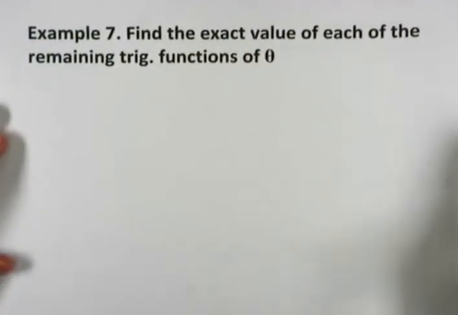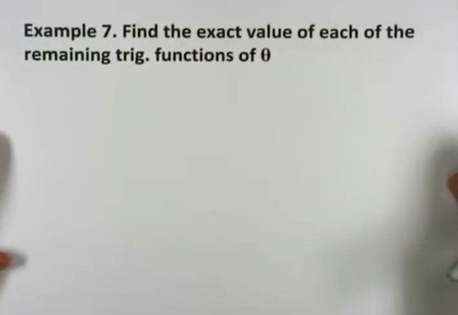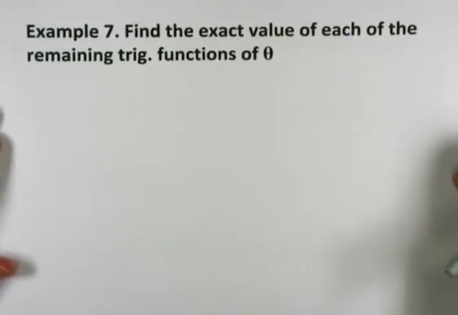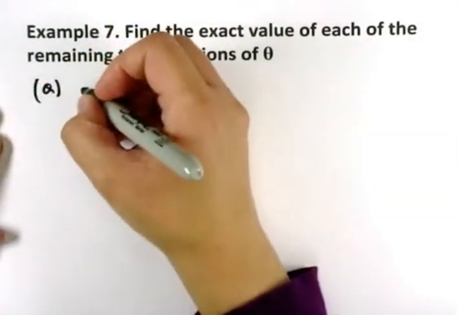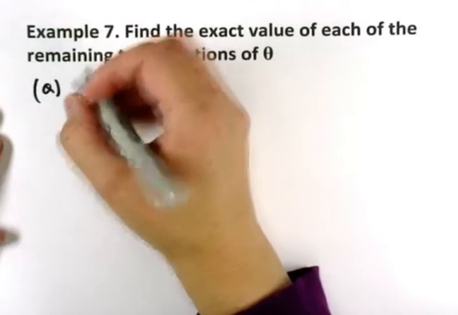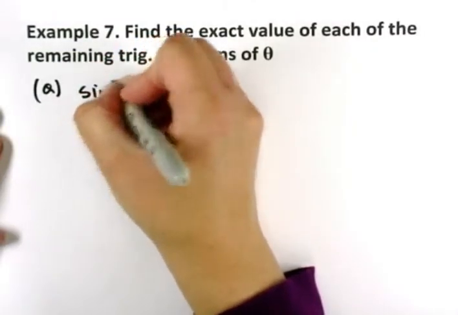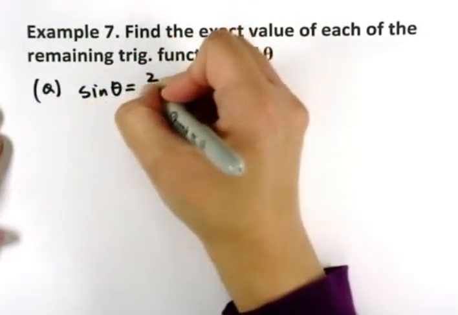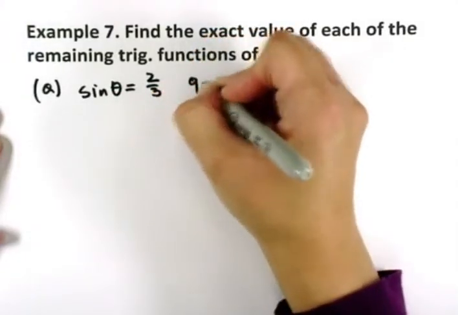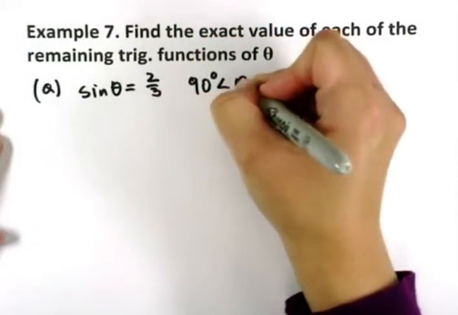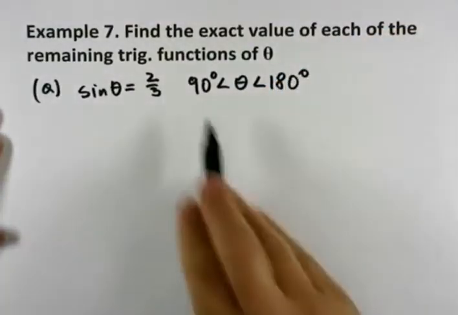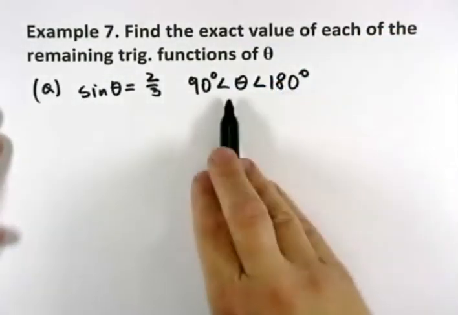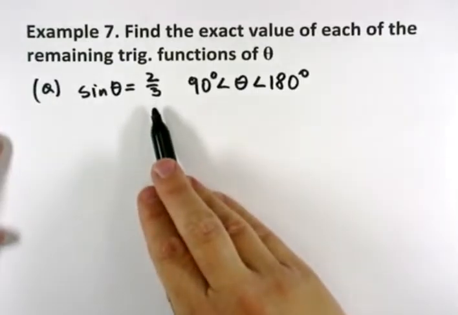Another example: find the exact value of each of the remaining trigonometric functions. We are given that sine theta is equal to 2/3, and 90 degrees is less than theta less than 180 degrees. So this information tells me the quadrant, and this information gives me the value.